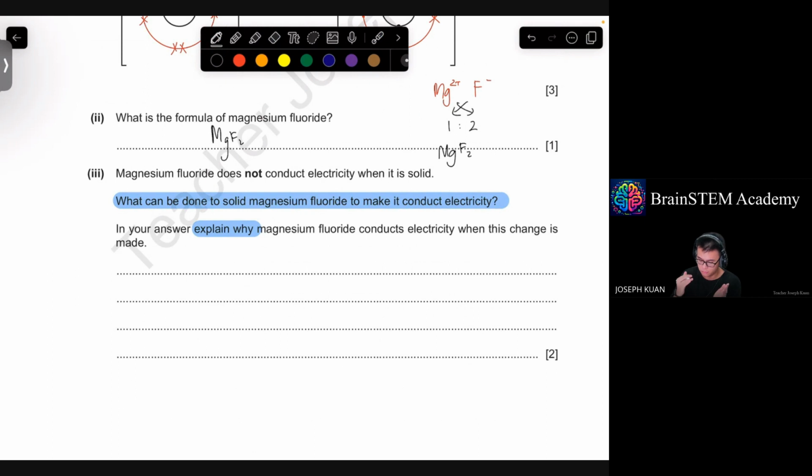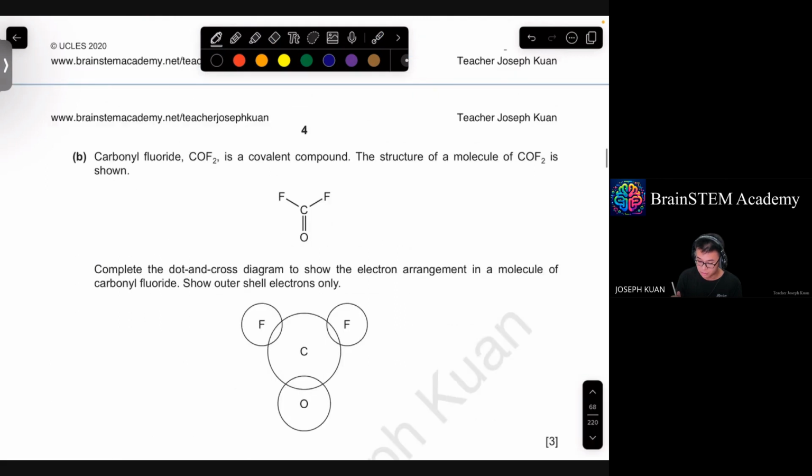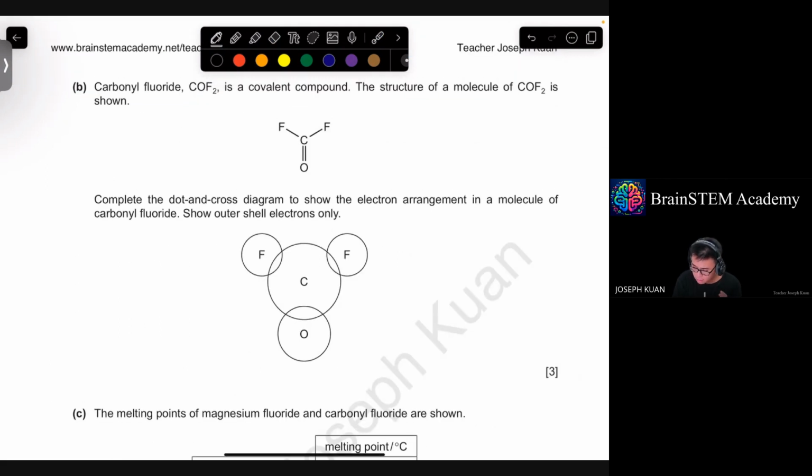So what can be done to allow an ionic compound to conduct electricity? You will have to melt it, or you will have to dissolve it in water. All right, it's either of these two ways. And the reason is this allows the ions to be freely movable. All right, you can say moving ions or mobile ions. Okay, this allows the ions to be moving in the structure, right? That allows electrical conductivity.